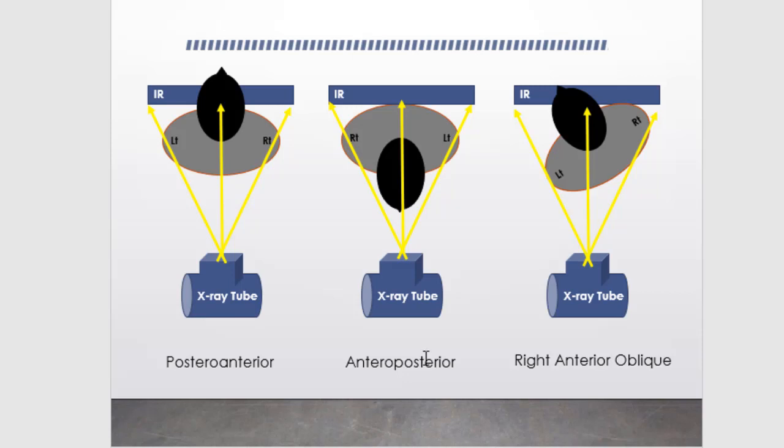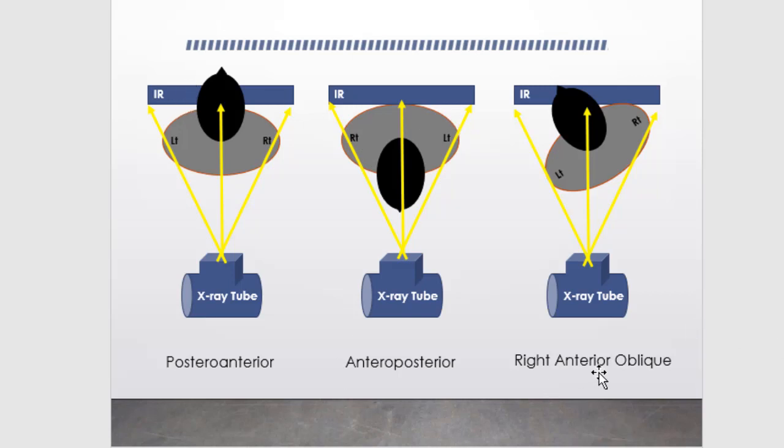Okay, next one is the anteroposterior projection, where the X-ray enters the patient at the anterior aspect and exits the patient at the posterior aspect before reaching the cassette. So the patient will be looking at the X-ray tube. In this one, the patient will look at the cassette.